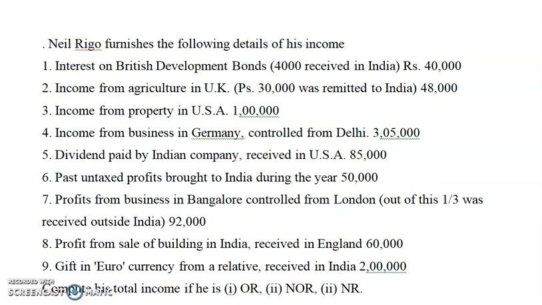Hello, in today's class we'll solve one more problem related to income, that is computation of total income of the SSE. Here the name of the SSE is given, Mr. Neil Rego. So his information is given here, 9 entries are there. Based on his income we have to find out his income in different cases, that is OR, NOR and NR. So here we should remember those five to six conditions whatever is there.